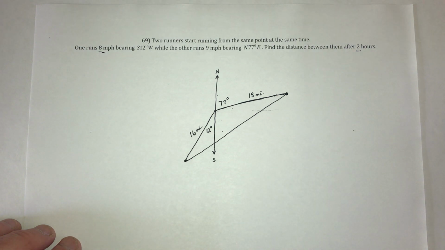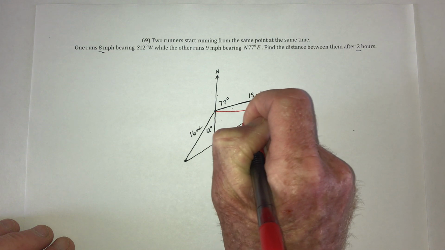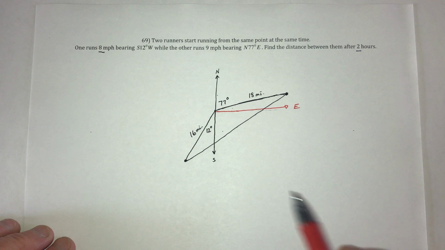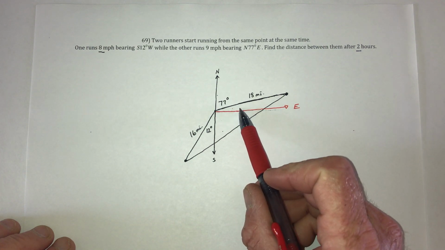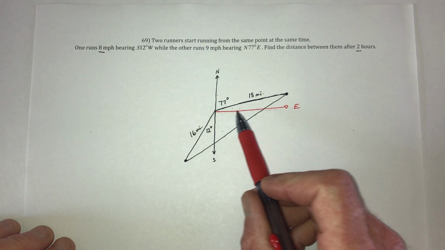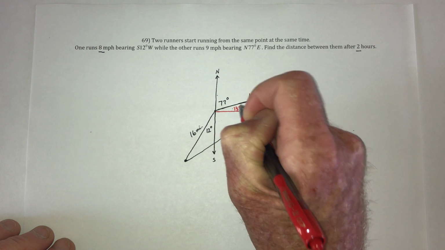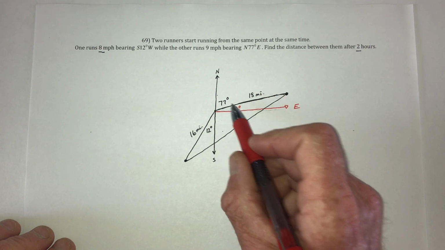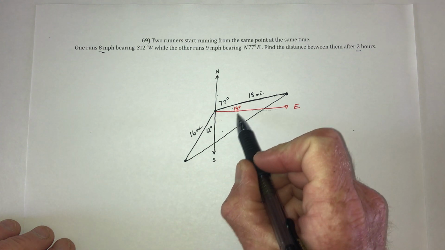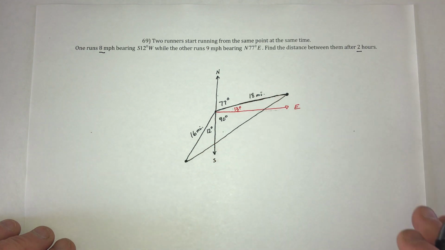Well, what I could do is say, maybe I should have gone ahead and drawn that east line. So this is going to the east. Now, of course, north and east are perpendicular, so between this black and this red line is 90 degrees. So if this is 77, then this must be 13 degrees, so that these two add up to 90. And then the east line and the south line are perpendicular, so this is 90 degrees.